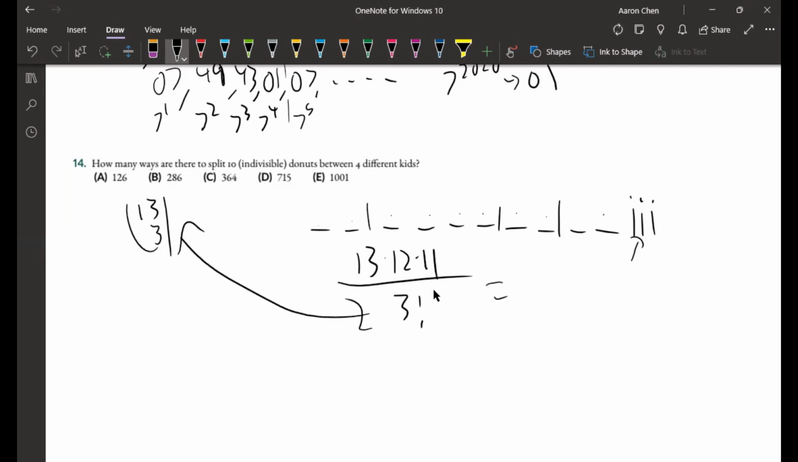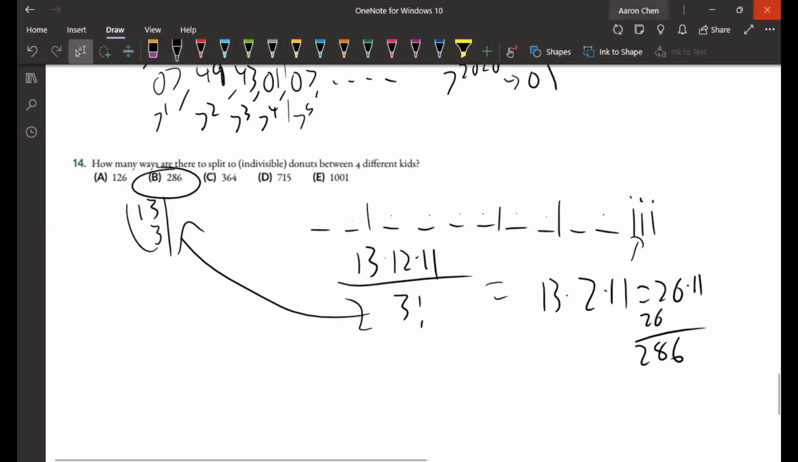So after this, you just calculate, and it's 286. If you want to see how to calculate this fast, it's 13 times 2 times 11, which is 26 times 11, and that's 286. So the answer to this question is B. And so next up, question number 15.